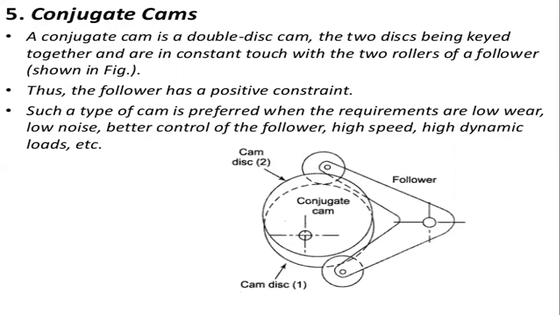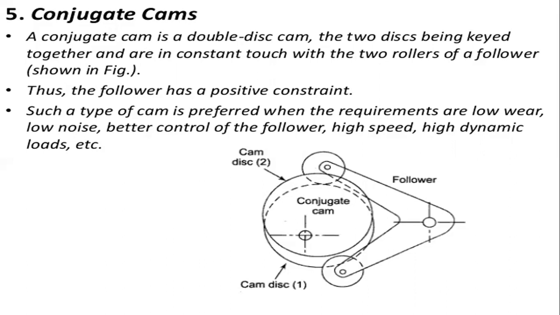Such a type of cam is preferred when the requirements are low wear, low noise, better control of the follower, and high speed and high dynamic loads. These are the requirements for using such cams. So the follower is in constant touch, with two rollers, with the two discs of the cam.